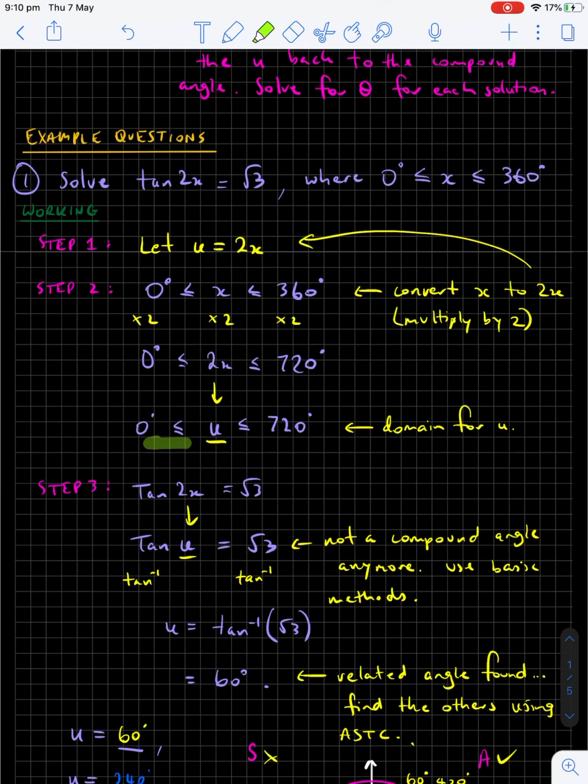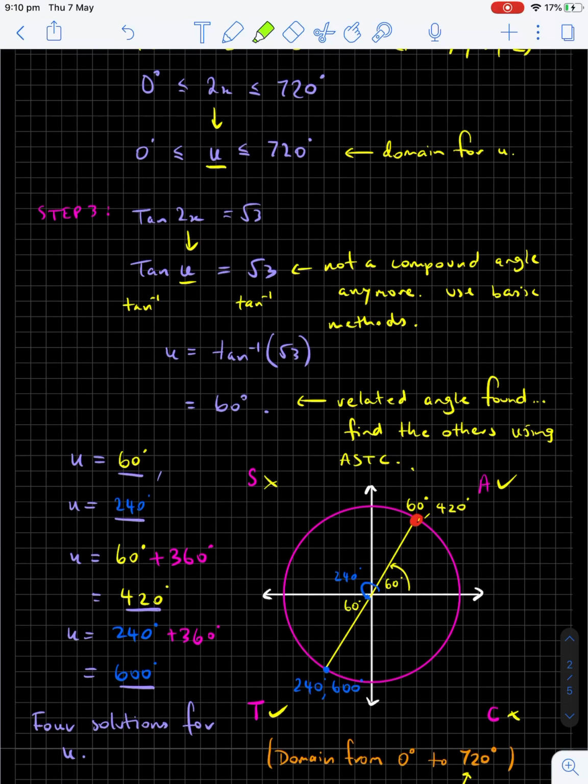Okay, step number 3. We've got our domain. Now we can solve the equation for u. We firstly change our 2x to our u because we want to be working with u's. We've got to get u by itself, so we do the inverse tan of both sides. Inverse tan of root 3 gives us our related angle of 60. So we get that u is equal to 60 degrees, but that's just a related angle, remember? Notice that our tan is positive, because positive root 3. So that means we're going to be dealing with the first quadrant, where tan is positive, and the third quadrant, where tan is positive. So we need to make angles of 60 degrees.